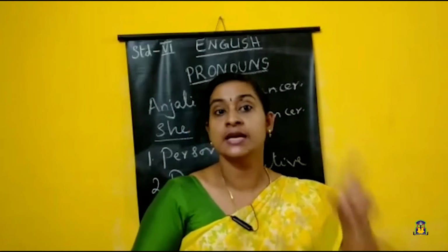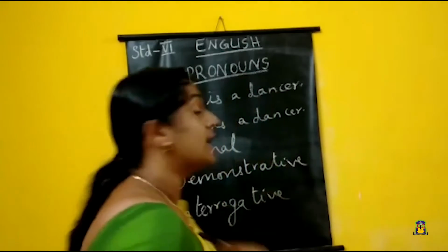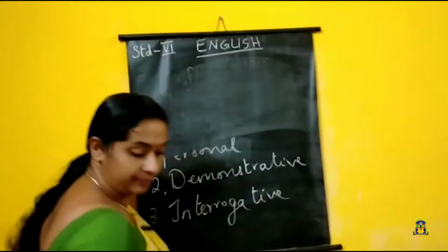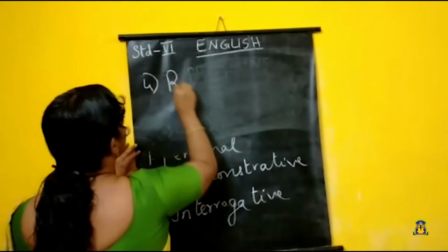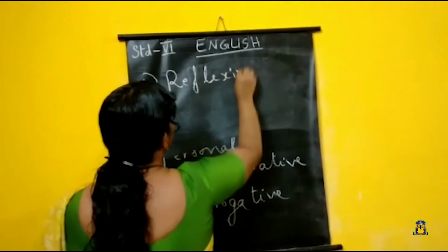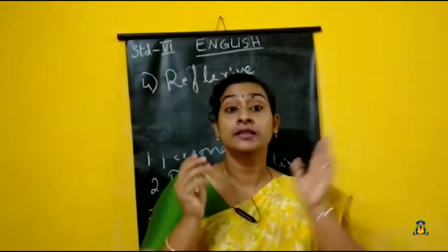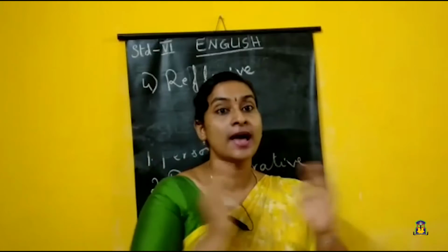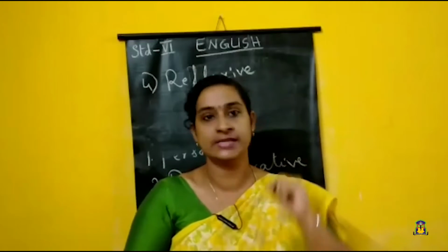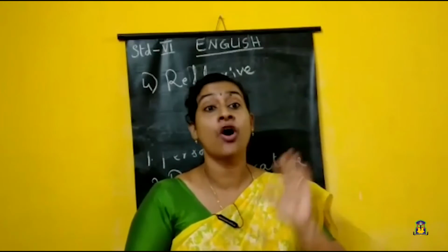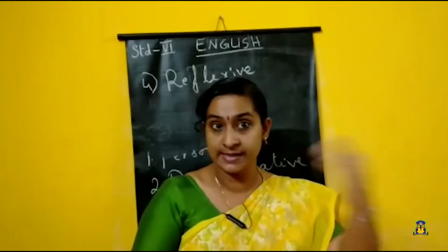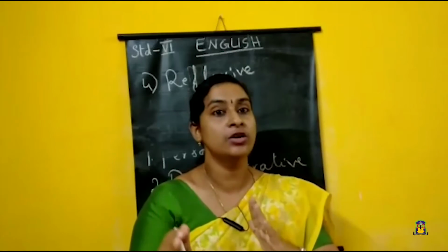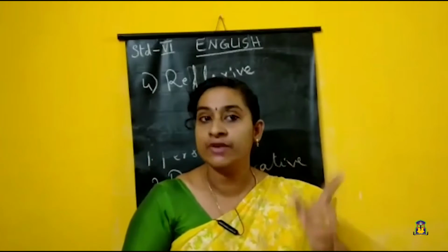Then the fourth one is reflexive pronoun. In a reflexive pronoun, the doer of the action receives the result. The doer and the receiver are the same in reflexive pronoun. For example, I did the homework myself. She did her homework herself. So, the receiver and the doer are the same in reflexive pronoun.